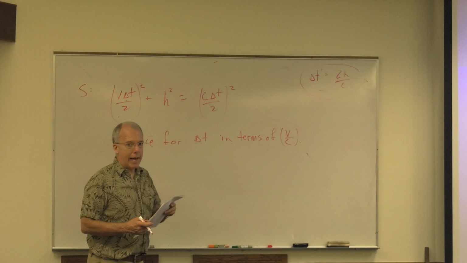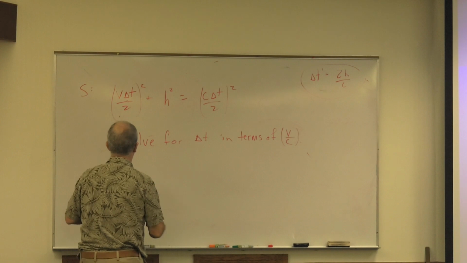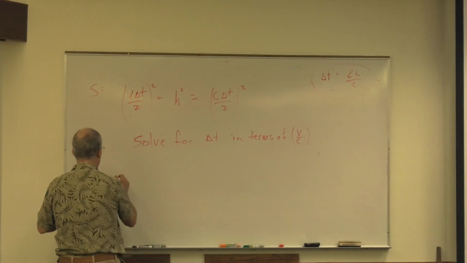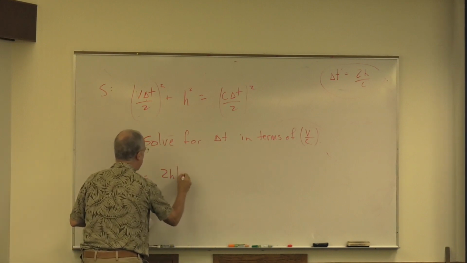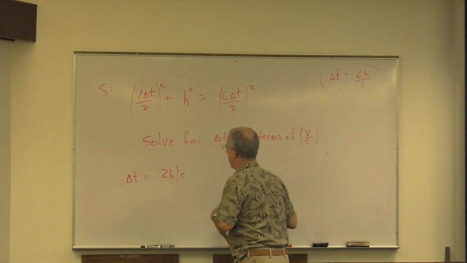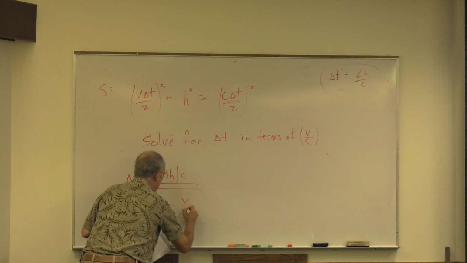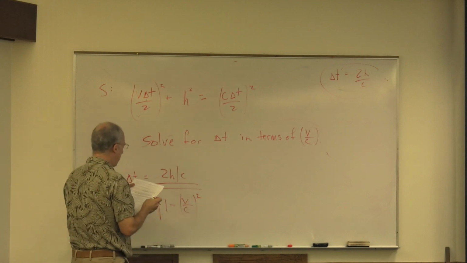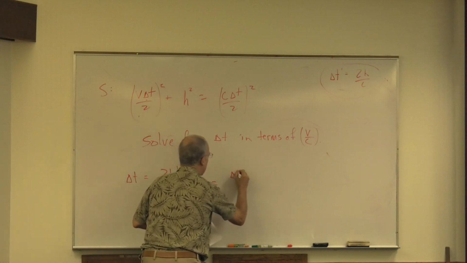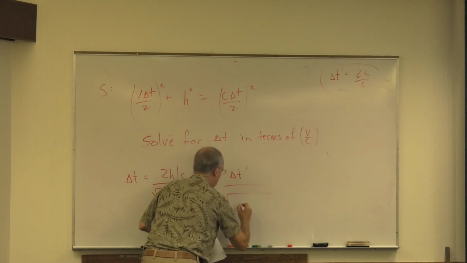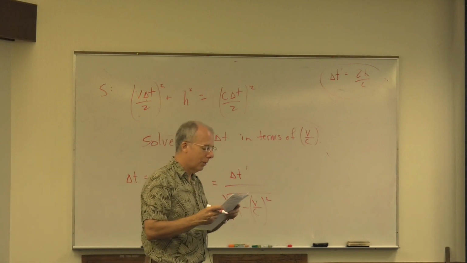Okay, so I'm assuming you did that because it's good. You need to do these kinds of things. So here's the answer. All you do is algebra, not a big deal. So you get delta t equals 2h over c, all over the square root of 1 minus (v over c) squared. Okay, that's what you should have gotten. And that's the same thing as delta t prime over the square root of 1 minus (v over c) squared. So make sure you can do that. I mean, you should be able to do that.